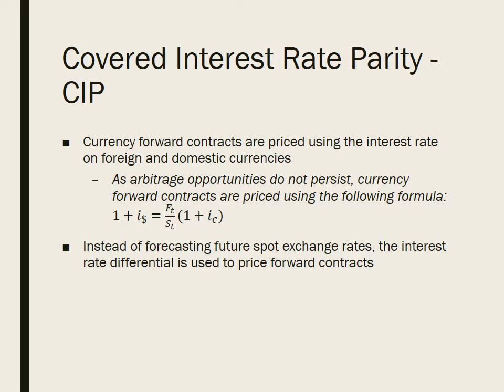If the no arbitrage interest rate parity condition holds with the forward contracts, this implies that currency forward contracts are priced using the interest rate on foreign and domestic currencies. The formula replaces expectations of future spot exchange rates with the price of forward contracts. Empirical evidence suggests CIP holds much more often than the UIP. Covered interest parity is therefore helpful in pricing forward contracts using the interest rate differential.